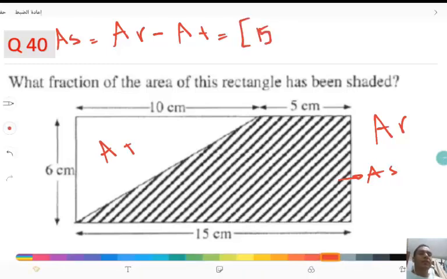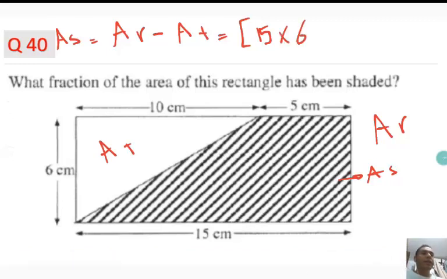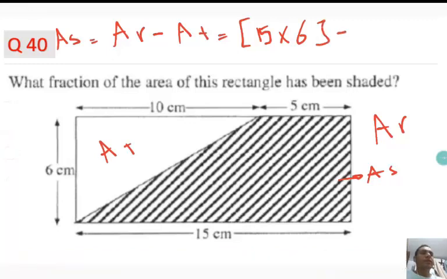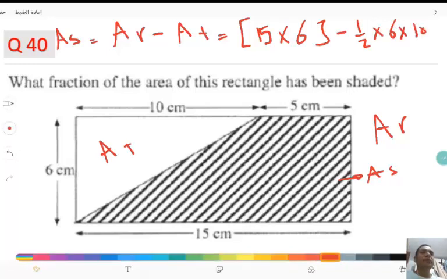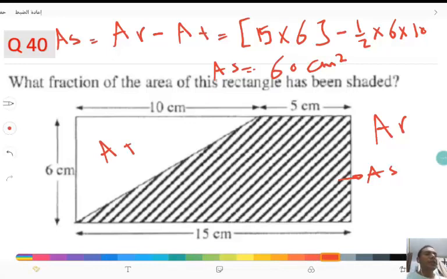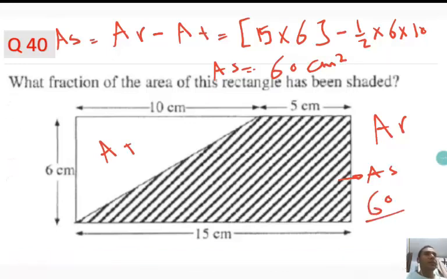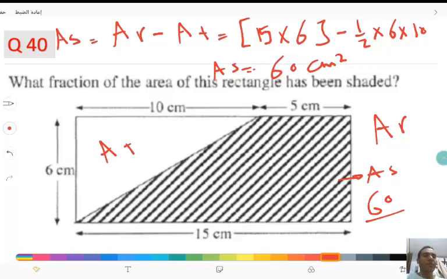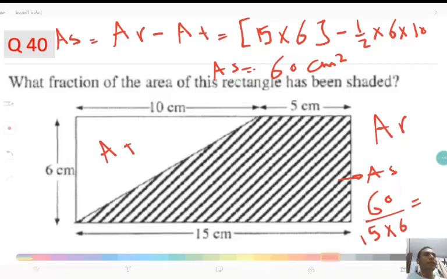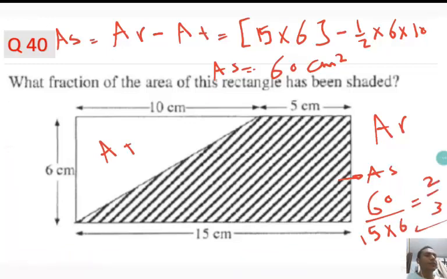15, the width of the rectangle, times the length times width, 15 times 6, minus the area of the triangle, which is half times 6 times 10. So A shaded equals 60 centimeters squared. Then the fraction is 60, which is A shaded, the area of the shaded part, per the total area of the rectangle, 15 times 6, which is 2/3. That's it.